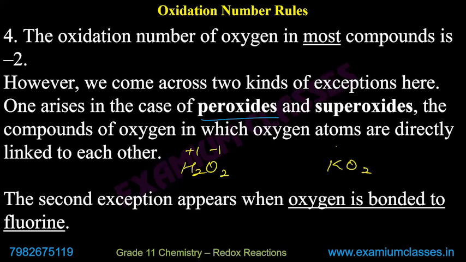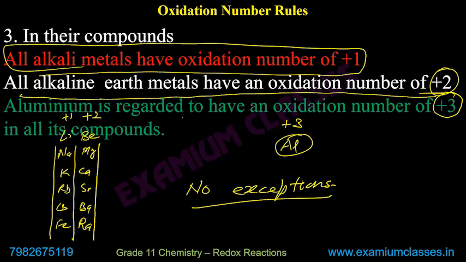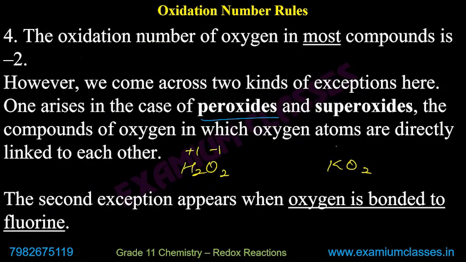Samad, the rule is that group 1 elements will always have plus 1 oxidation state. Potassium cannot have any other oxidation state. It has to have plus 1. Okay. This rule: all alkali metals have oxidation number 1. So if potassium cannot have any other oxidation state, it will have plus 1.